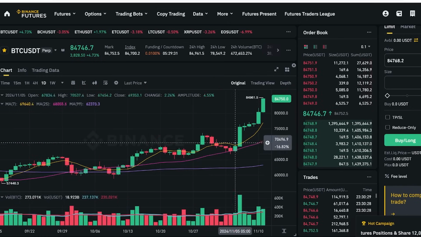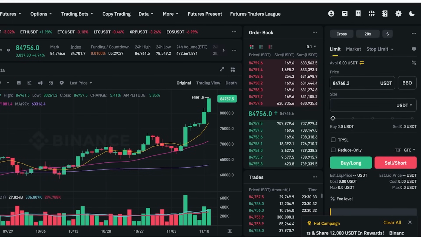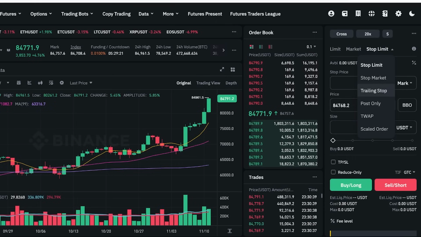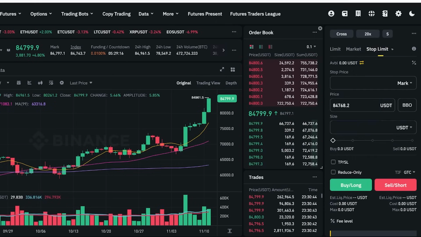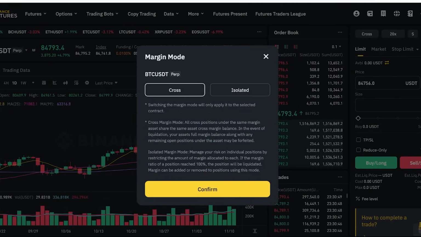Now, in our order book, we are seeing the buying and selling prices. And on the right, we can put in a limit order, we can put in a market trade. We also can put in a stop limit, stop market, trailing stop, post only, or scaled order, or we can choose if we want to go with cross or isolated margin. So in cross margin, all positions under the same margin asset share the same cross margin balance.